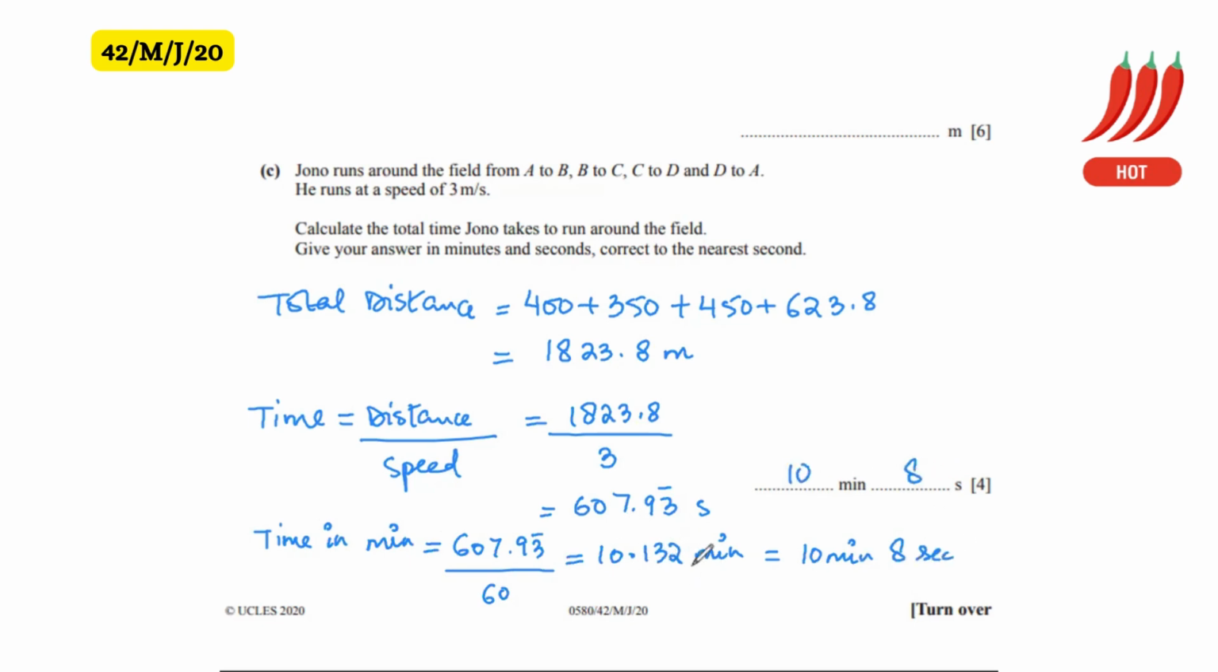Remember, you multiply the numbers after the decimal by 60 to convert the 0.132 recurring into seconds, and that is 8 seconds. So 10 minutes and 8 seconds is your answer, correct to the nearest second. For seconds, you would be getting 7.93 recurring. So 7.93 rounded to the nearest second is 8. Hence, it's 10 minutes and 8 seconds.